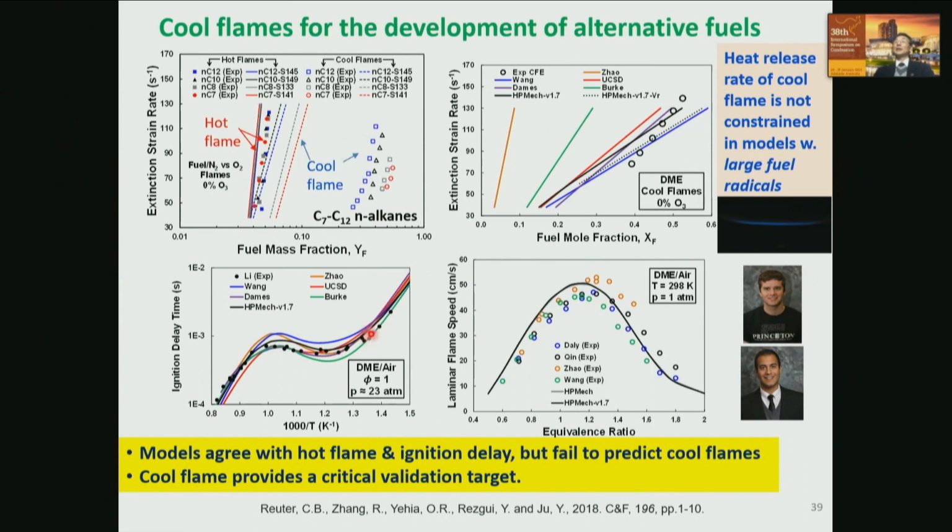Because all this ignition delay and high temperature flame speed have no constraint in terms of heat release of cool flames, which is associated with large alkanes and their radicals, which is not constrained in a model about jet reactors and shock tubes. So therefore, cool flame provides a new platform to develop a new model, for example HyChem, and this can predict not only the ignition delay time, but also the cool flame extinction.